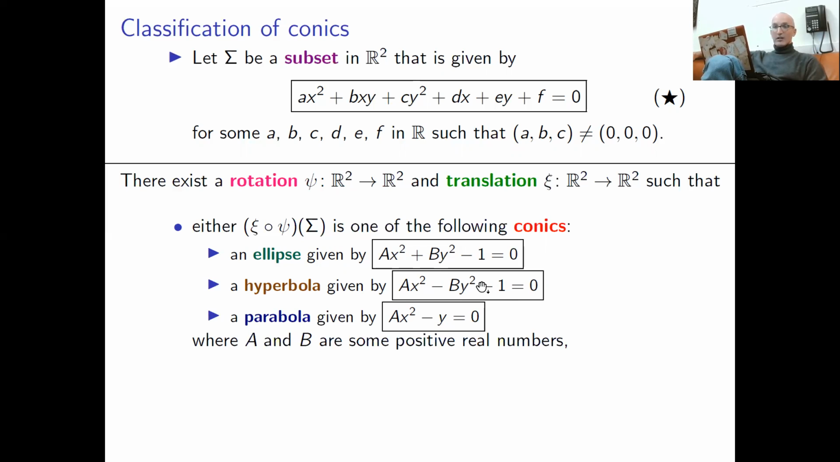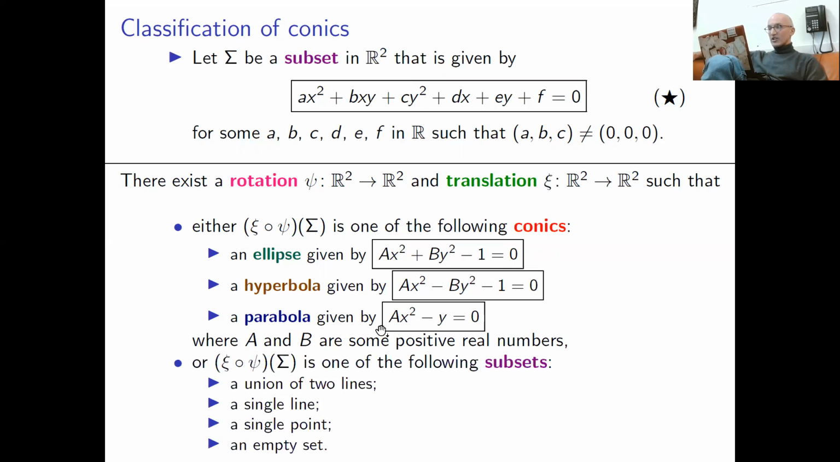Here, A and B are positive real numbers. Or it's a parabola, basically the equation is y equals ax squared. Okay, these are non-degenerate cases, and we may have degenerate cases.